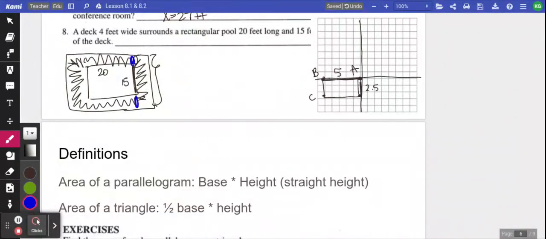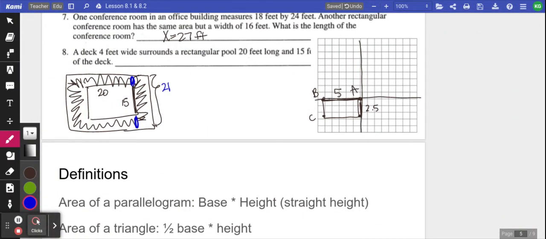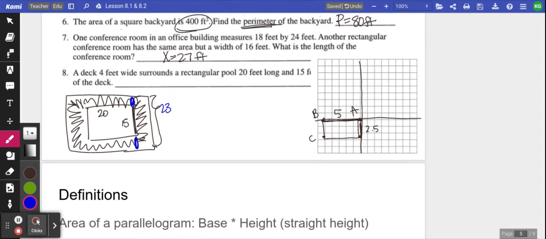So actually the total length on this one would be 21. Or it was 4 foot, not 3 foot. So 15 plus 8 gives me 23. Same thing here. I know the length of the pool is 20. However, it has a 4 foot deck on each side. So that would give me a total of 28.